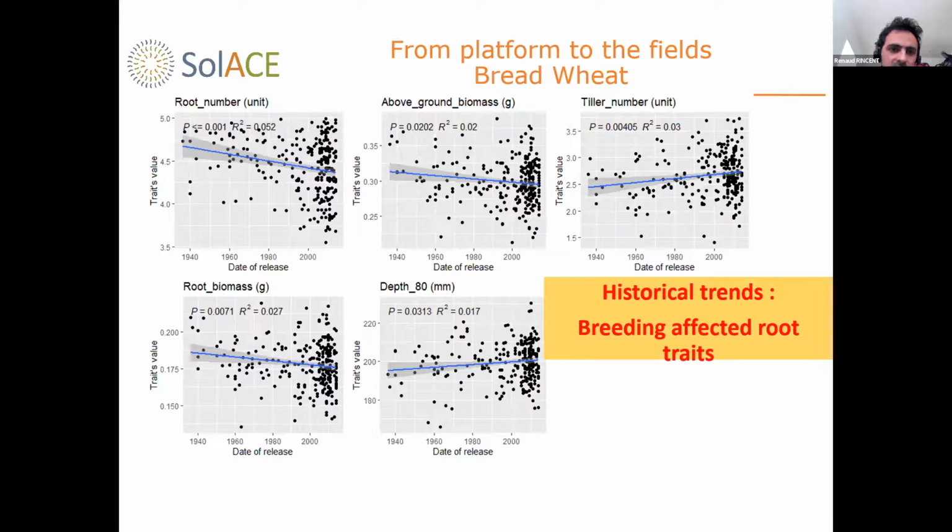First, looking at the registration dates of the lines, we could see that there was some historical trends for some traits. For instance, a decrease in the number of seminal root numbers between 1940s and today, together with an increase in the number of tillers, a decrease of above and below ground biomass, and an increase of rooting depths. So these are slight tendencies, but they are significant, and they are probably due to breeding.